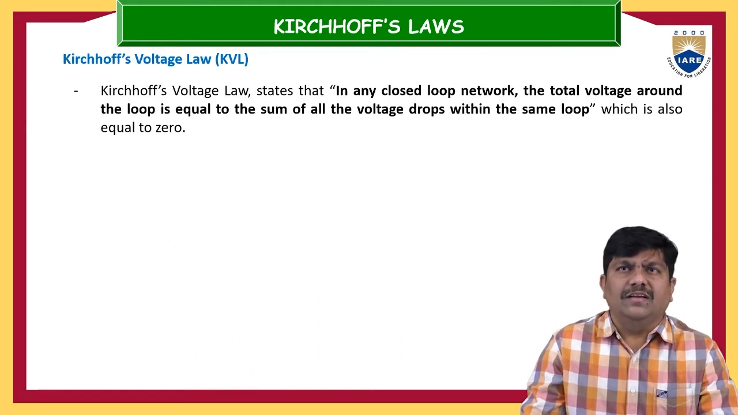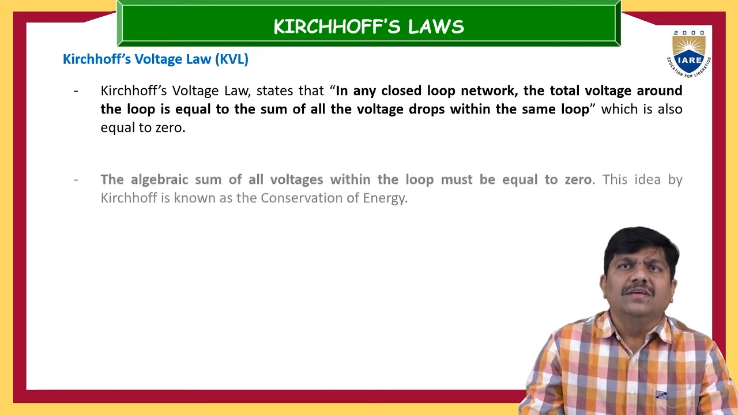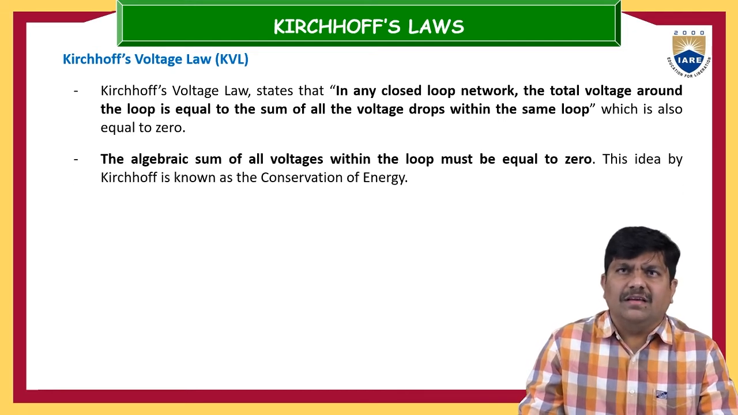Kirchhoff voltage law. Kirchhoff voltage law states that in any closed loop network, the total voltage around the loop is equal to the sum of all the voltage drops within the same loop, which is also equal to 0. See, in the previous law, that is Kirchhoff current law, we concentrated completely on the current analysis, or how to analyze the currents.